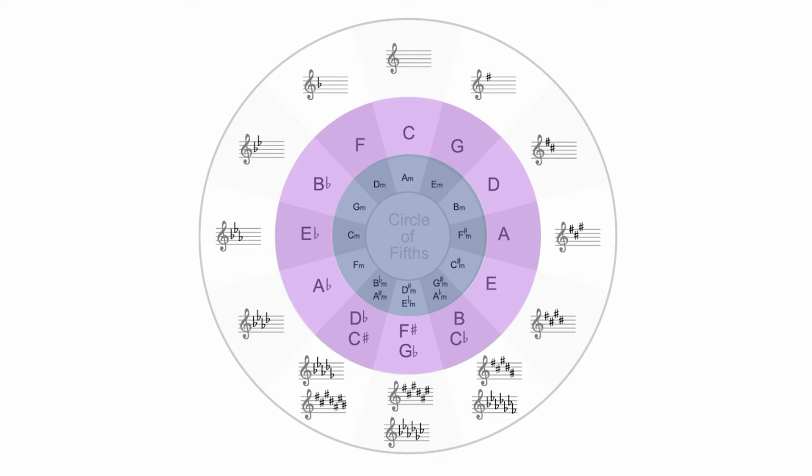Now moving on and looking a little bit at the sharps, it works the same way. So G major is the same thing as E minor. D major is the same thing as B minor. A has the same amount of sharps as F sharp minor. So on and so forth. You can kind of see the correlations here in the circle of fifths.